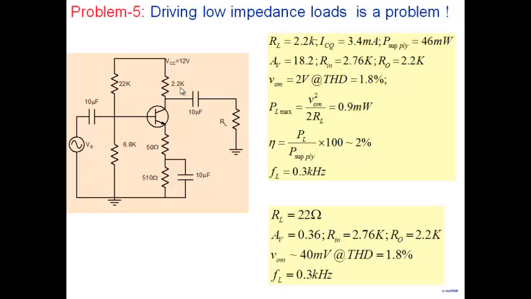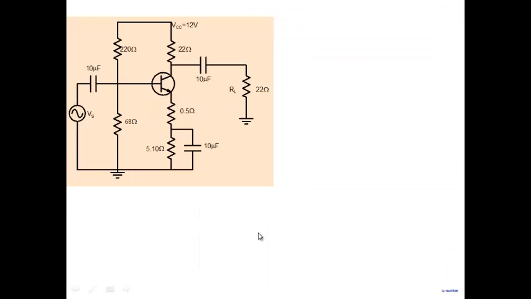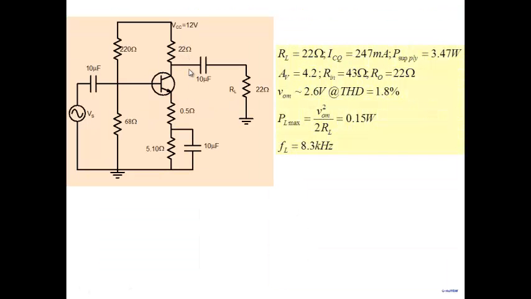So instead of 2.2K, you'll have to use a very low output impedance. I need to make this comparable to this one here. So instead of 2.2K, I can redesign the amplifier with 22 ohms. So a 22 ohm amplifier, designed with an RC of this one. Look at its characteristics. Well, with 22 ohms, still I don't get very high gain, but that's okay. 4.2, I get swing.